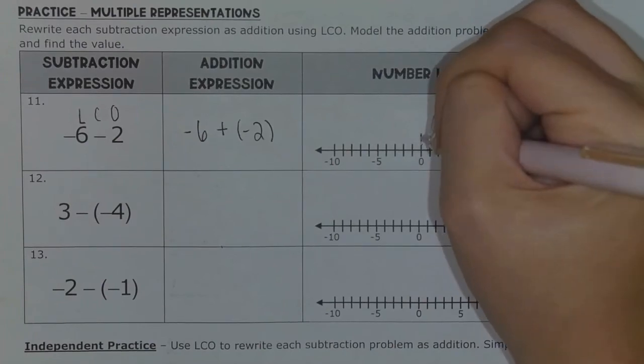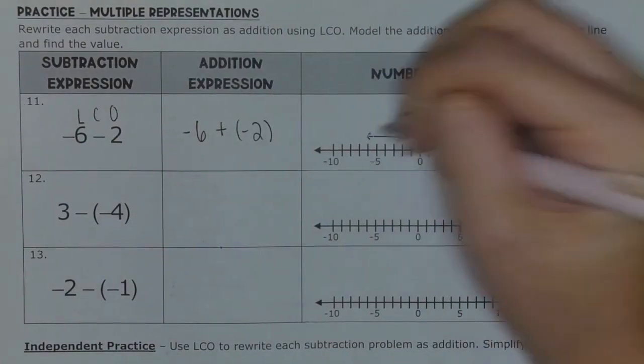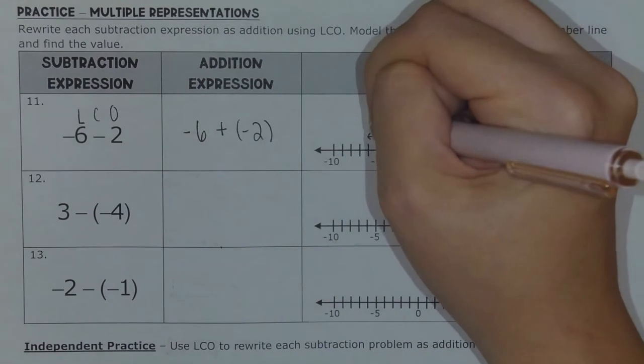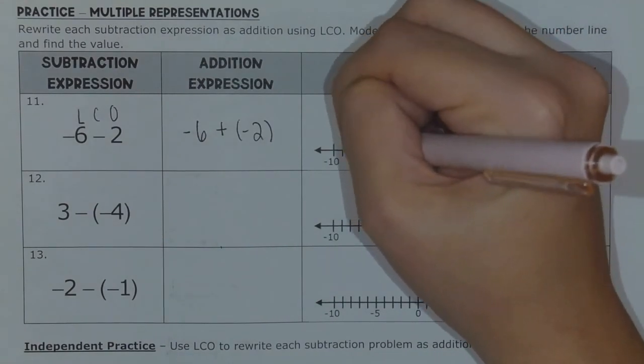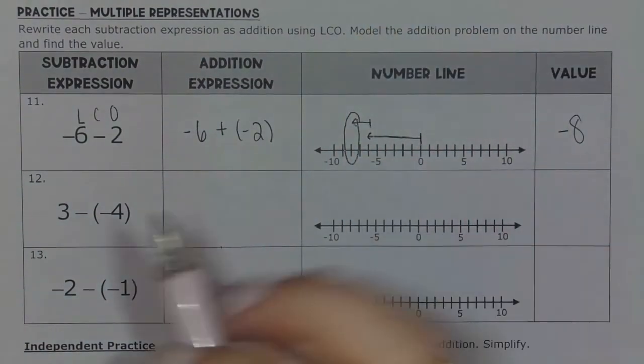So I'm going to start at 0, work my way to the left 6 spaces and stop, and then work my way to the left 2 more spaces for a value of -8.